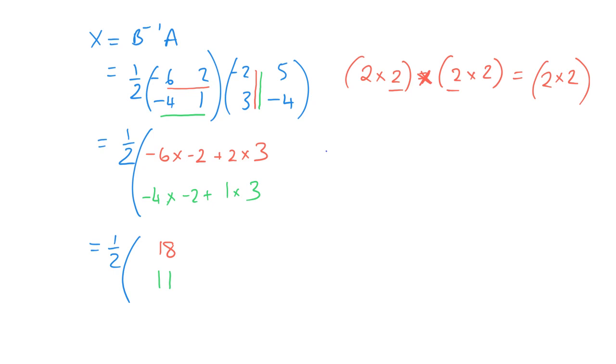Up to the top here. So that's in the first row, second column. So we're going to multiply the first row by the second column. So that's minus 6 by 5 plus 2 by minus 4. And that gives us minus 38. And our last one down here is in the second row and second column. So we're going to multiply the second row by the second column. So minus 4 by 5 plus 1 by minus 4. And that gives us minus 24.